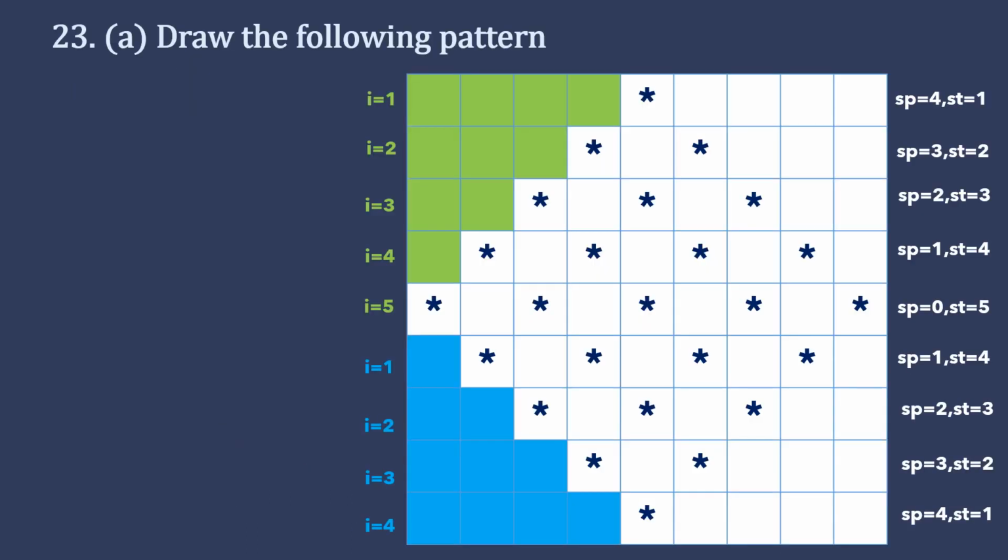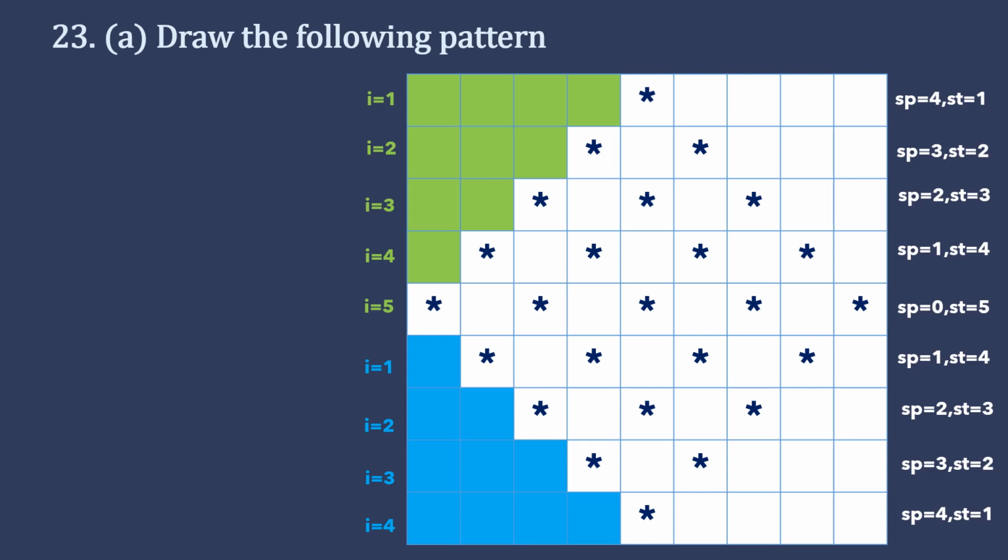Now the next question is to draw this pattern. You can see this is a diamond pattern. So this diamond is consisting of two triangles. So we will consider the first upper half of this pattern, that is the first upper triangle. So we will consider how many rows are there in the upper part of this diamond. You can see there are 5 rows and the lower part is having 5 minus 1, that is 4 rows.